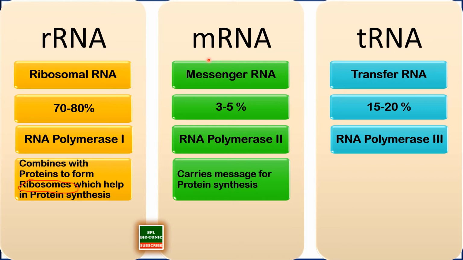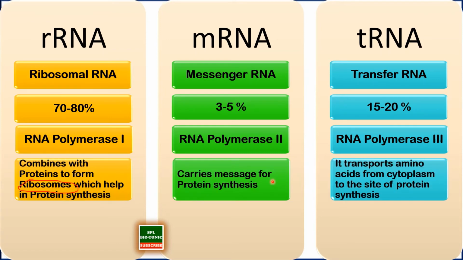So messenger RNA carries the message for protein synthesis from DNA to the cytoplasm, and transfer RNA acts as a goods carrier. You must have seen trucks carrying various types of goods. On the trucks you must have seen the heading goods carrier. So what is a transfer RNA? It acts as a goods carrier. It transports the amino acid from cytoplasm to the site of protein synthesis.